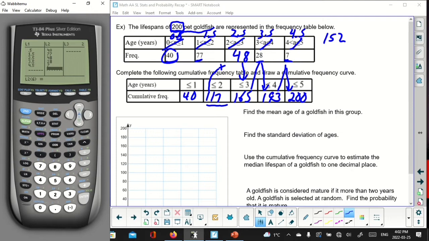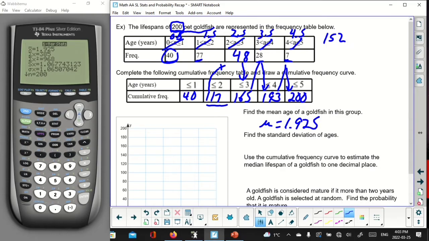Once I've got it all in, I'll press second mode to quit, and then I hit stat again and head over to calc. And I'm doing one variable statistic, so I hit enter, and I tell it that the x values are in list 1, the frequency is list 2, so I press second 2, and it can just calculate it for me. It tells me x bar, or the mean, is 1.925.